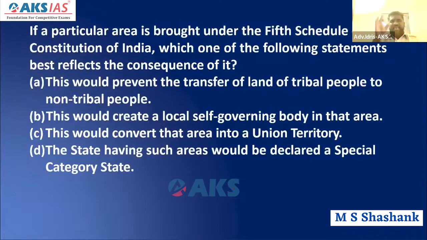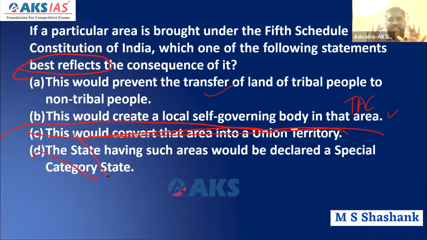Then, if a particular area is brought under the 5th Schedule of the Constitution, which one of the following statements best reflects the consequence? Nowadays, last year also, definition of state, best reflect. Now also best reflect. Listen. This would prevent the transfer of land of tribal people to non-tribal people. Correct only. This would create a local self-governing body in that area, Tribal Advisory Council. Correct only. This would convert that area into a union territory. Absolutely wrong. The state having such areas would be declared a special category. Nothing like that. Okay, C and D we can eliminate.